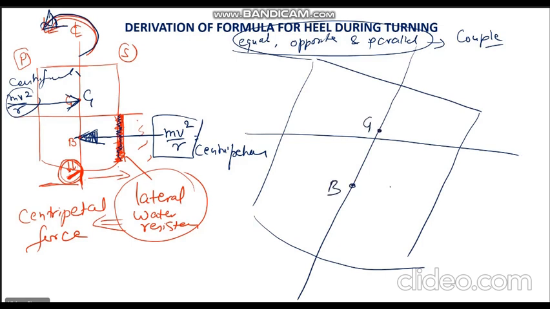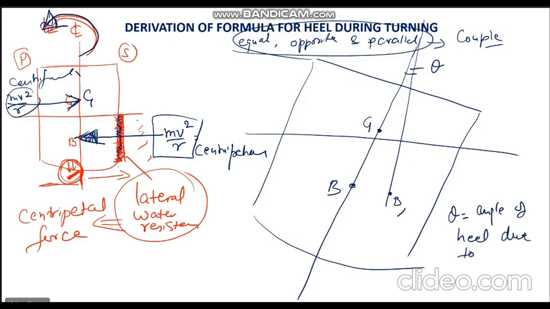Now B has shifted to B1. This is my line of buoyancy. This is the angle of heel. This angle theta is the angle of heel due to turning, because here the vessel has reached an equilibrium. Is that clear? The equilibrium condition, right diagram.